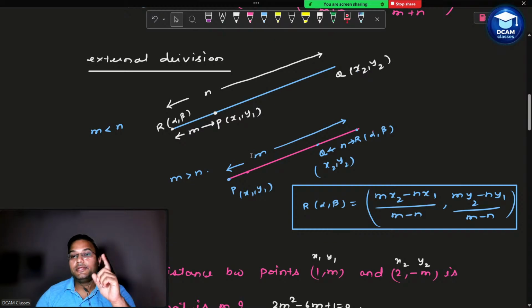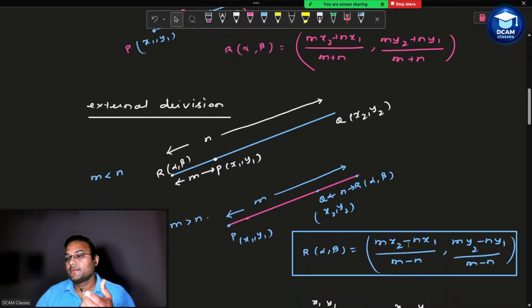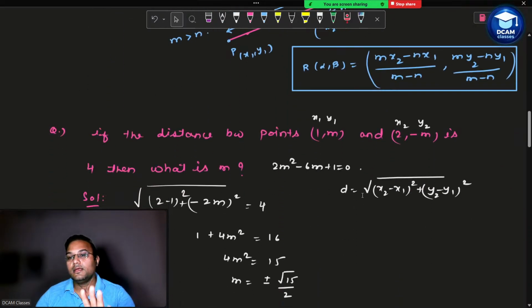This is how the point R divides the line joining PQ externally in the ratio m is to n. Both cases are known as external division. The only difference in the formula is that in place of plus, you have to put minus: (mx2 minus nx1) by (m minus n), (my2 minus ny1) by (m minus n). Clear? Yes, sir.